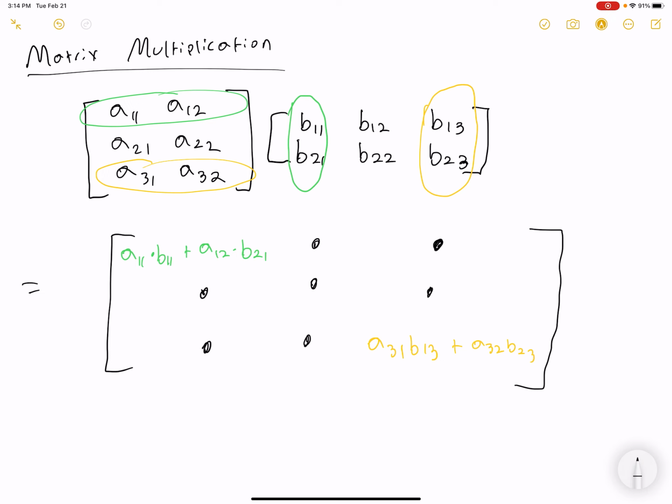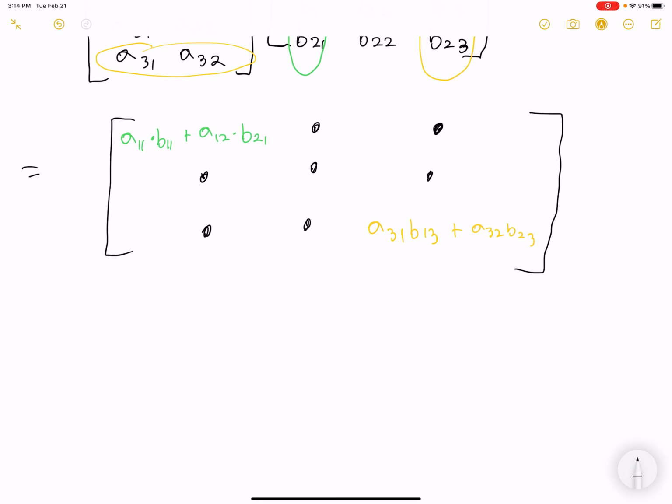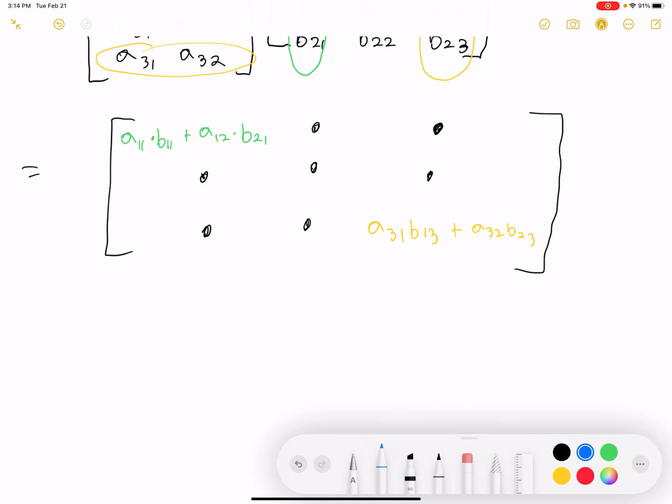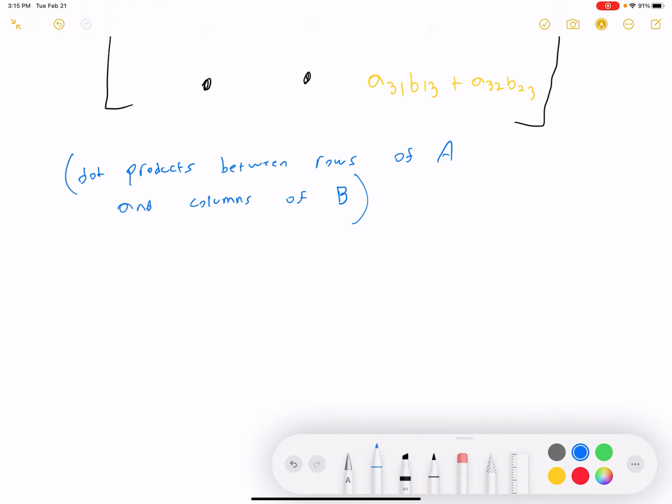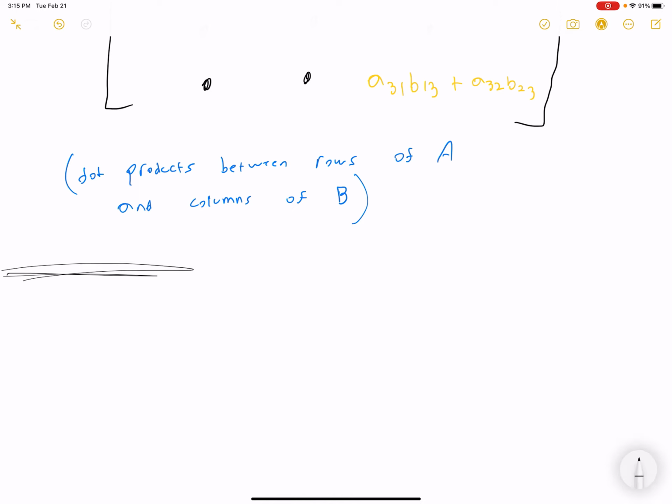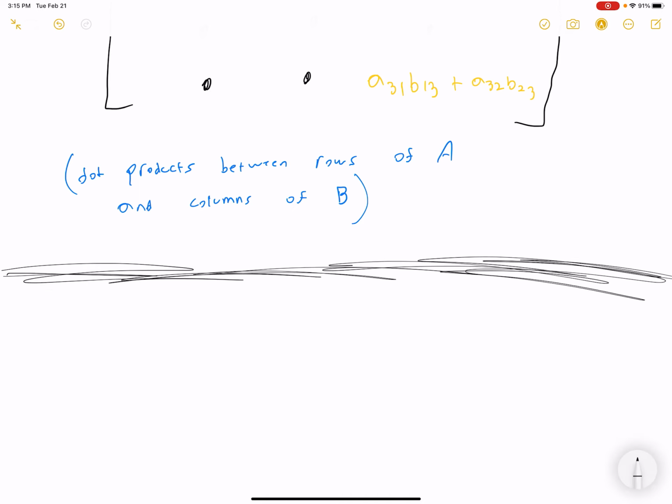So just to write it out, the dot products between rows of A and columns of B. Okay, so no more linear algebra. Just wanted to get us all on the same page. Sorry to make the first 15 minutes of this class super boring.